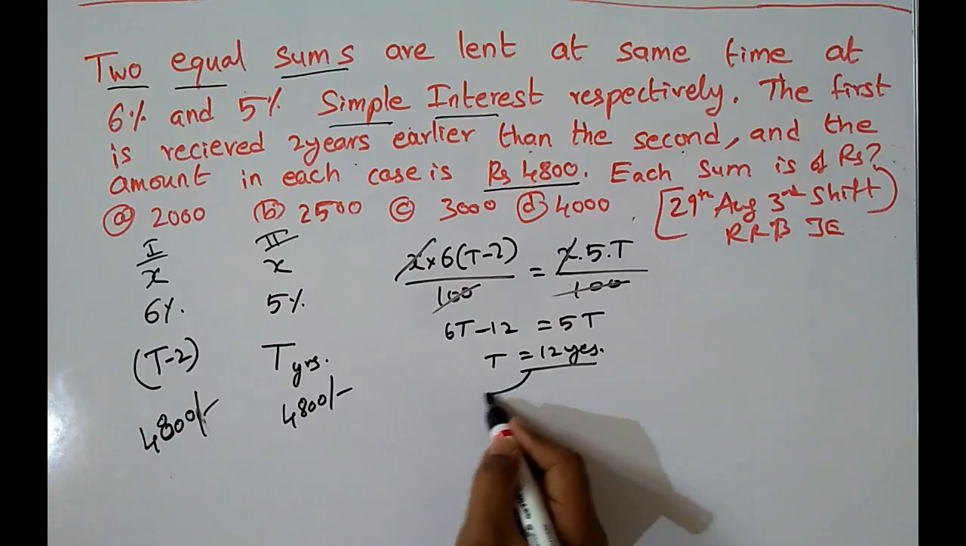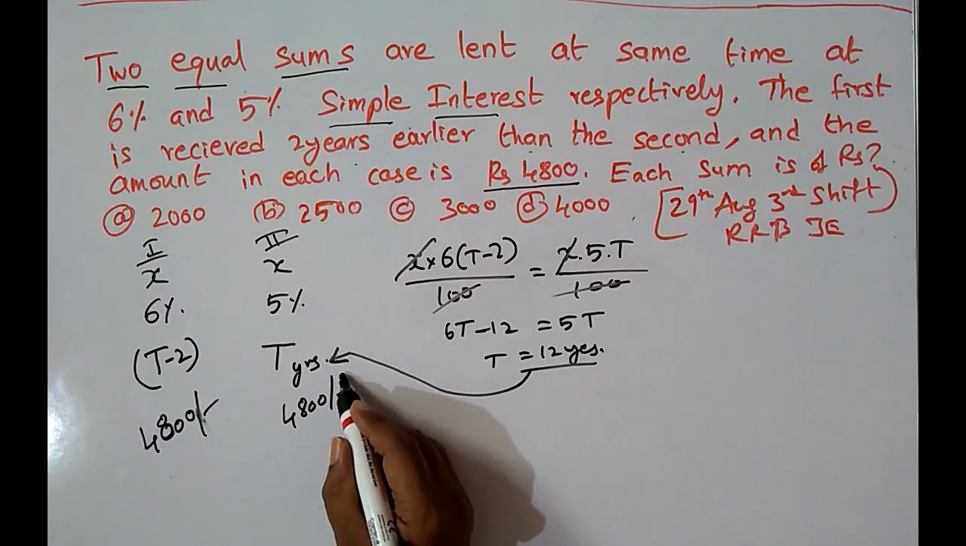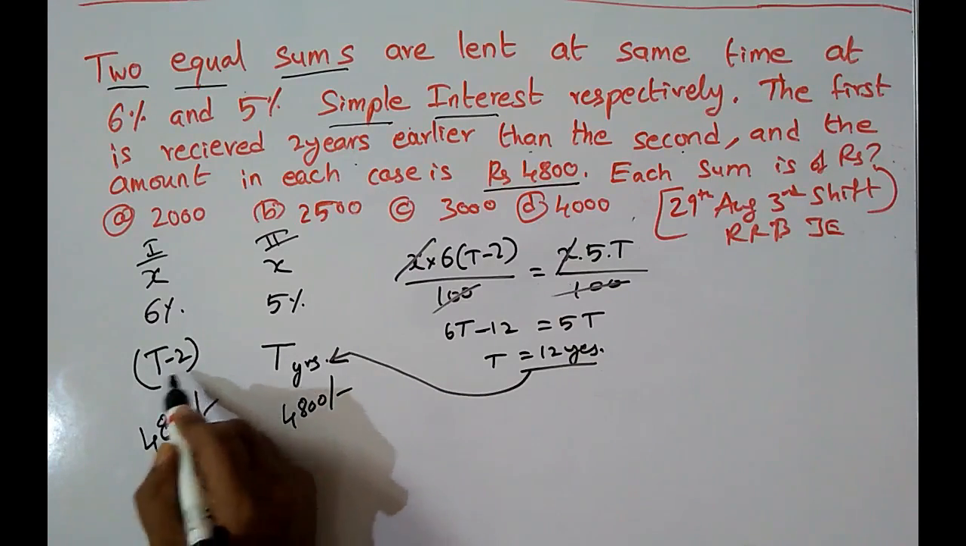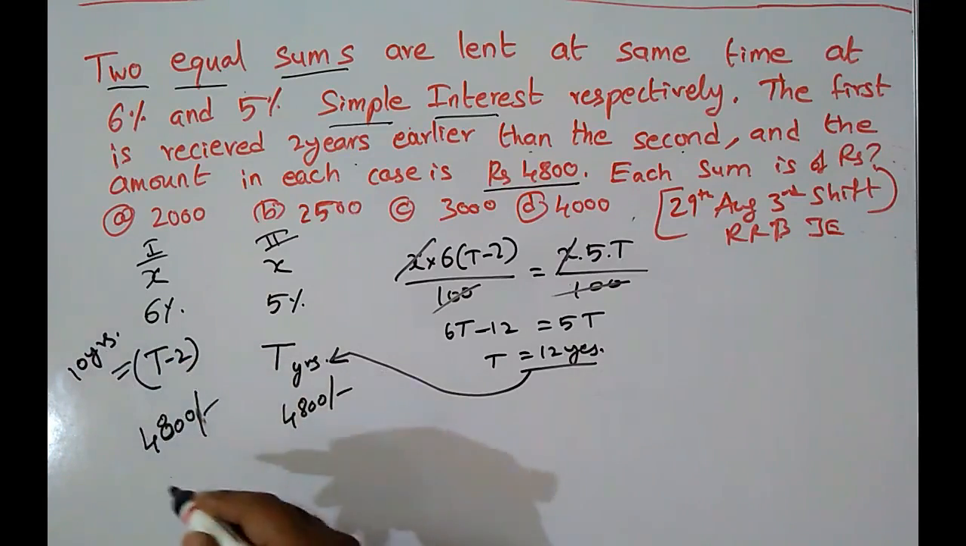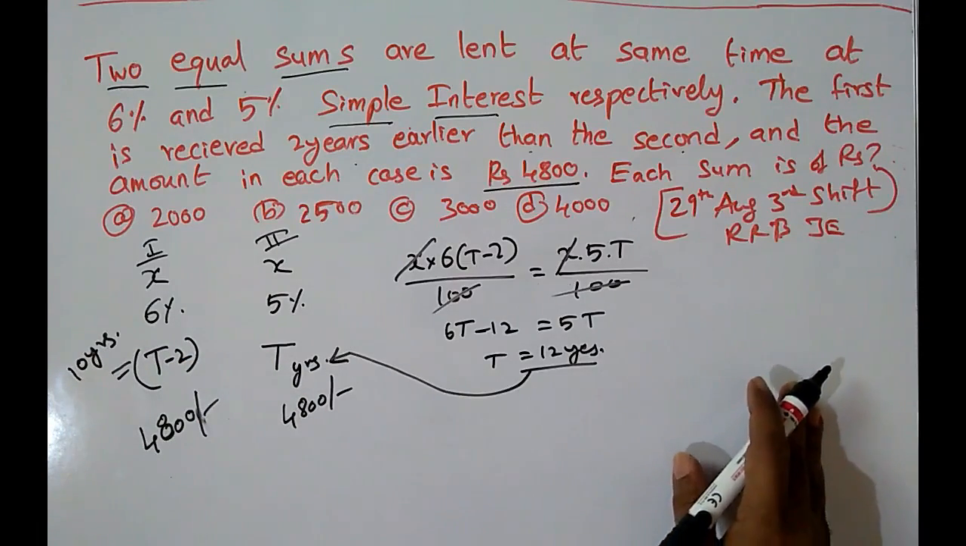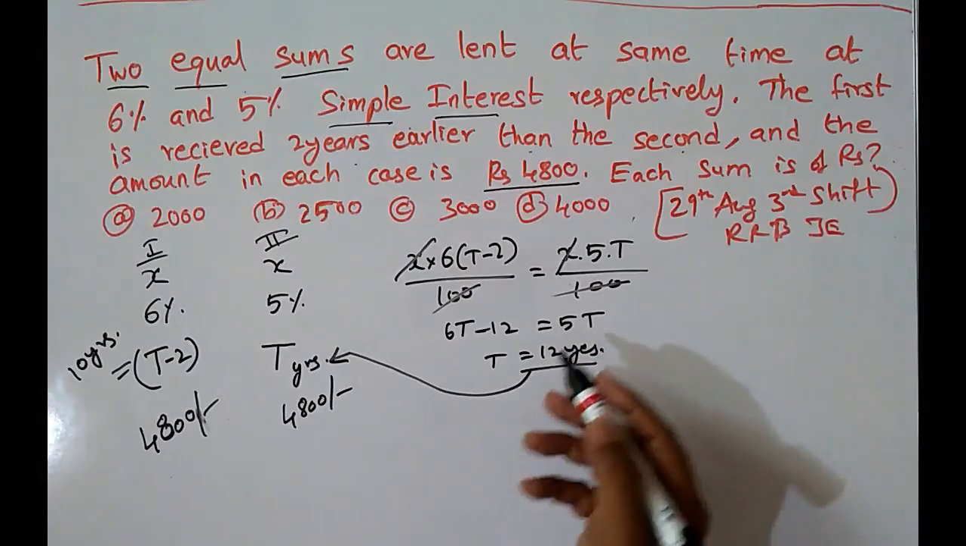12 years, in the sense, is for the second amount. Okay friends, for the second amount. For the first it will become 10 years. 10 years for the first sum. What do we have to find? We have to find each sum. x we have to find.